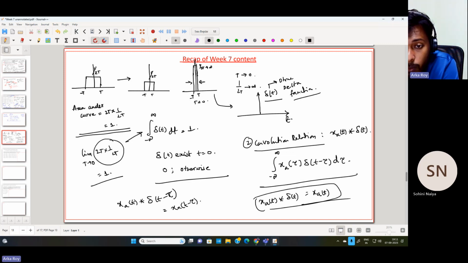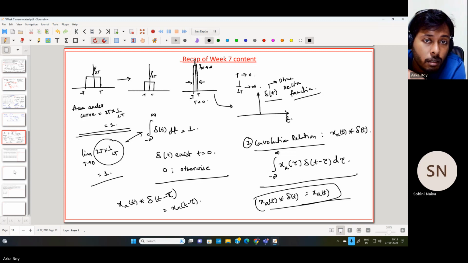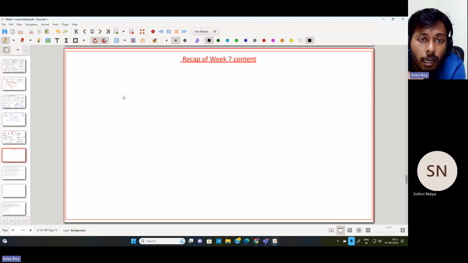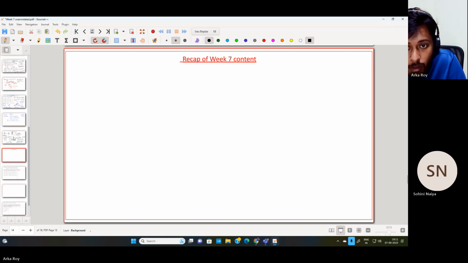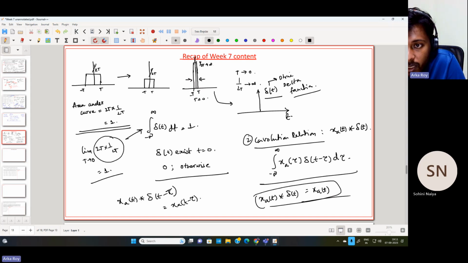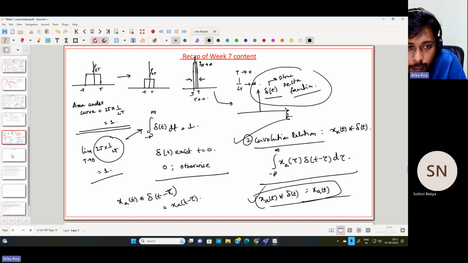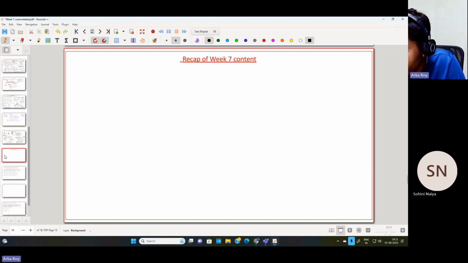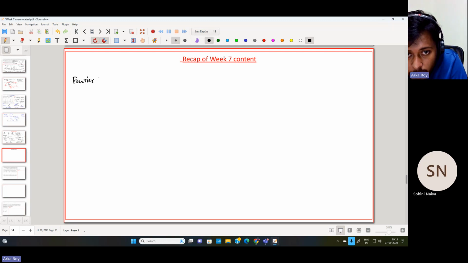In this particular fashion, we'll just start the Laplace transform. This is some basic recap of what is called the Dirac delta, then the convolution part, and the output of a convolution with delta t: any signal convolved with delta t gives the same signal. Then we'll talk about the Fourier transform.